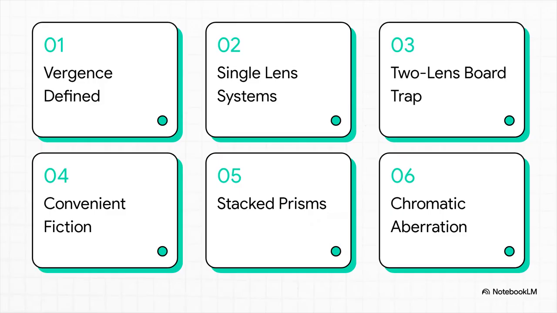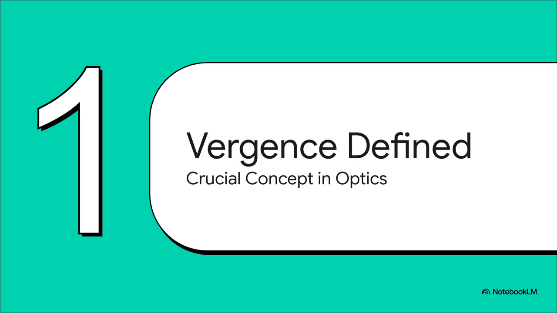Here's our study plan for mastering Vergence before the OCAPs. We'll methodically progress from core definitions to solving single and multi-lens systems. We'll unveil the convenient fiction of optical drawings. And finally, we're going to shift our mental model entirely to understand lenses as stacked prisms. Let's get to it. Okay, Section 1.